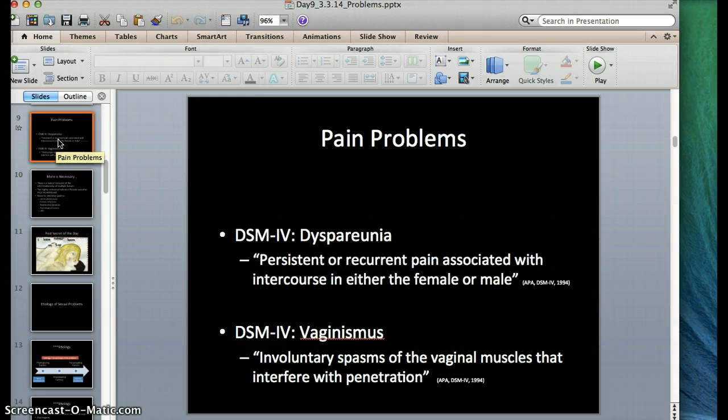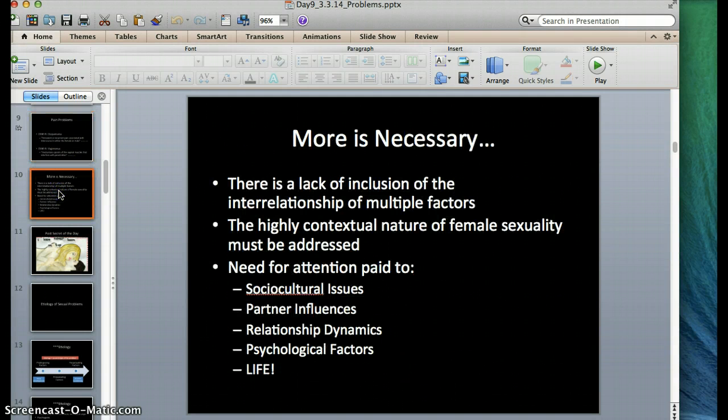In terms of pain problems, there are two different pain problems. But what we're finding with all of this in terms of the DSM and how they're classifying sexual problems is that there's more that is necessary. There's a real lack of inclusion of a lot of factors that might contribute to sexual dysfunction or sexual problems. And women's sexuality is really highly contextual. So you can imagine how maybe relationship dynamics might play just as much of a role as something else. Or if you're really stressed at work, you're probably not going to respond very positively sexually. And so it might be important to consider those things.